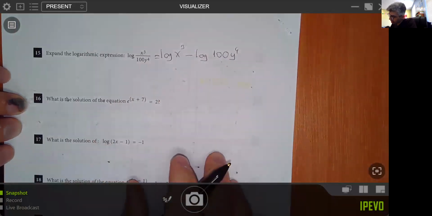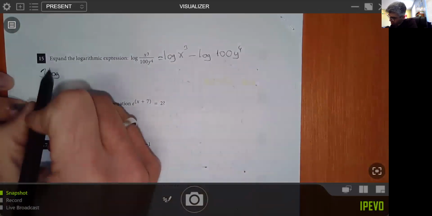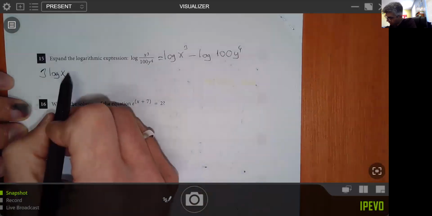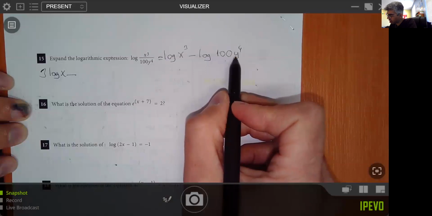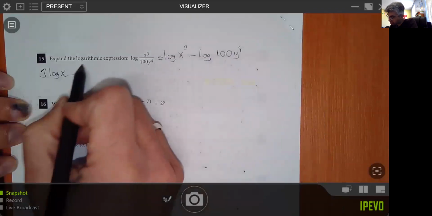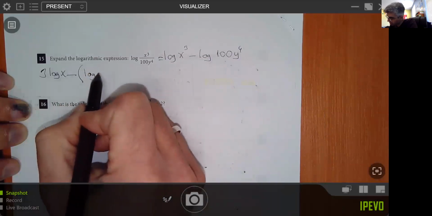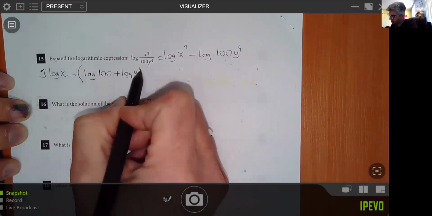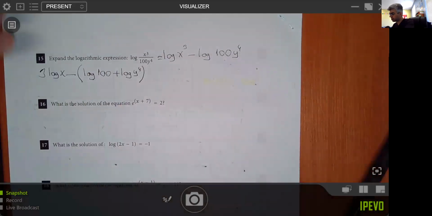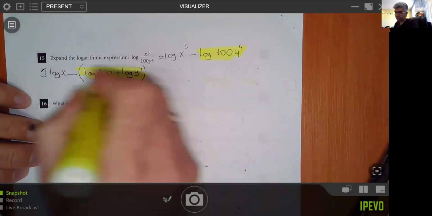Then here we have 3. I take it as a coefficient. So 3 log x minus, guys, what do you see here? 100 and y to the power of 4. There is a multiplication here. So I write it, attention, in parentheses, as logarithm of 100 plus log of y to the power of 4. Pay attention, okay, guys?